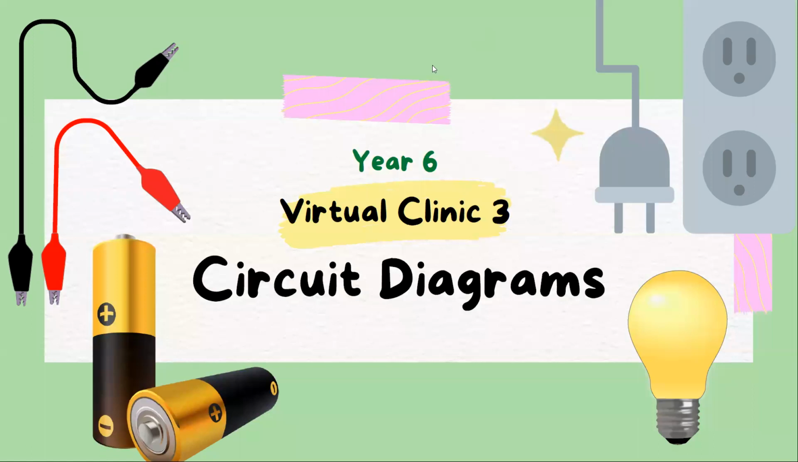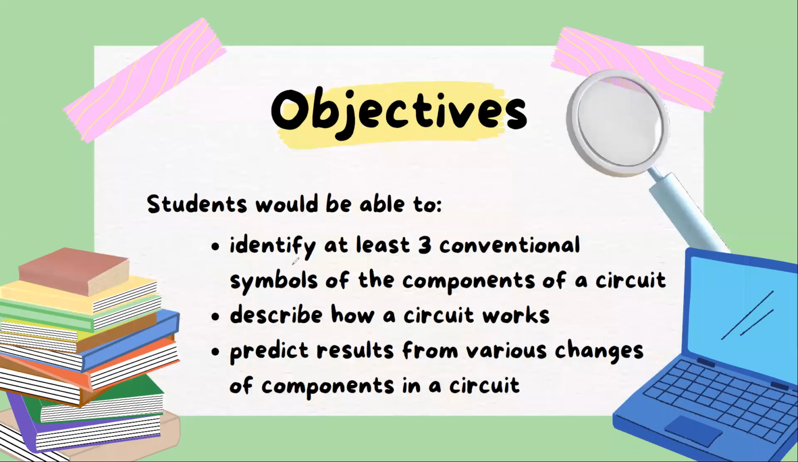The objectives for today's lesson: number one, students would be able to identify at least three conventional symbols. Now you'll be wondering, teacher, what does it mean by conventional symbols? Conventional symbols mean drawn symbols.